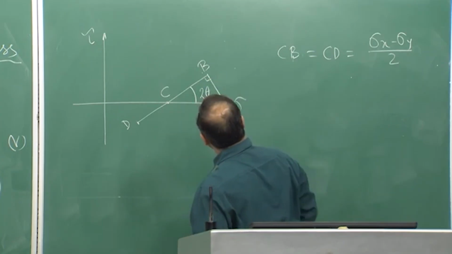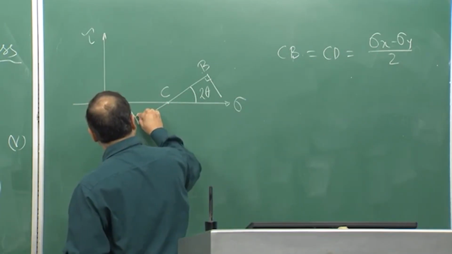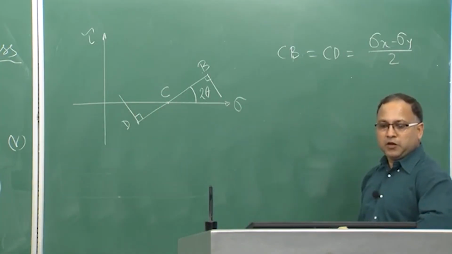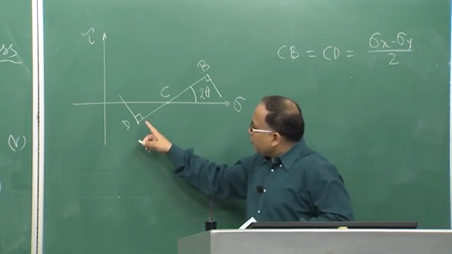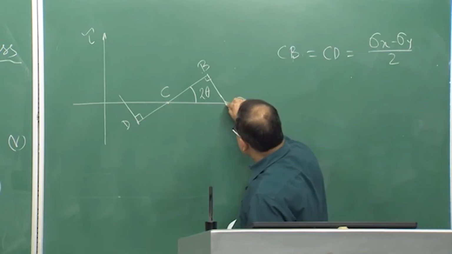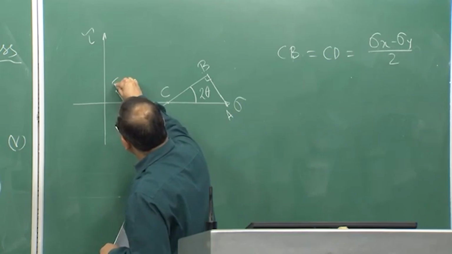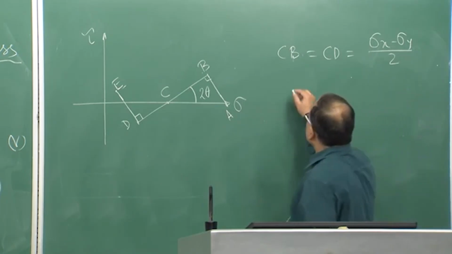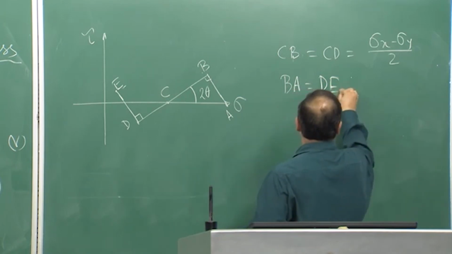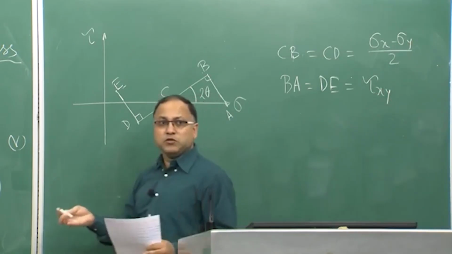I am drawing one normal perpendicular line on CB, and similarly another perpendicular line on CD, in such a way that this, say BA I am calling, and this, say DE I am calling, so that BA is equal to DE is equal to tau xy, because these are all known terms: sigma x, sigma y, tau xy. So, you can play with those terms, right.